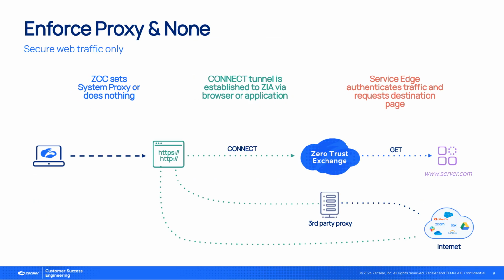Finally, in enforced proxy and none modes, ZCC does not tunnel any traffic. Instead, you rely on the configured system proxy for your user's device to forward traffic onto the Zero Trust Exchange. The difference between the two is that in enforced proxy mode, ZCC will reapply proxy settings at regular intervals to ensure they are enforced, which is not the case in none mode. Like tunnel with local proxy, this can only secure web traffic and is not recommended.